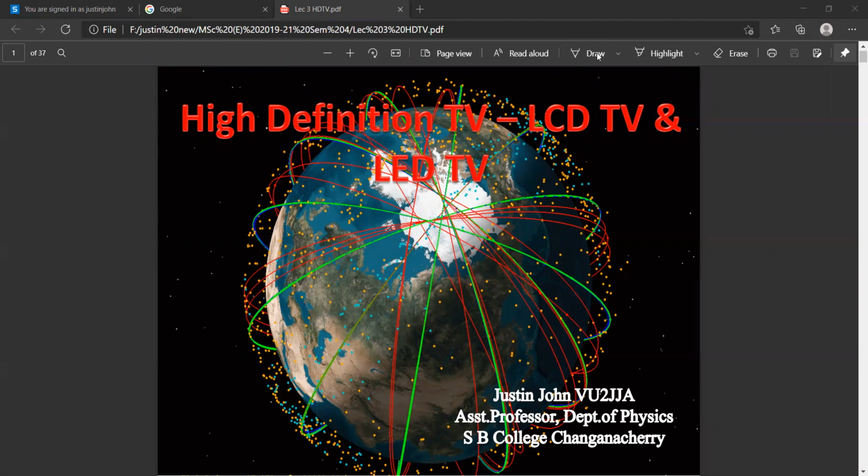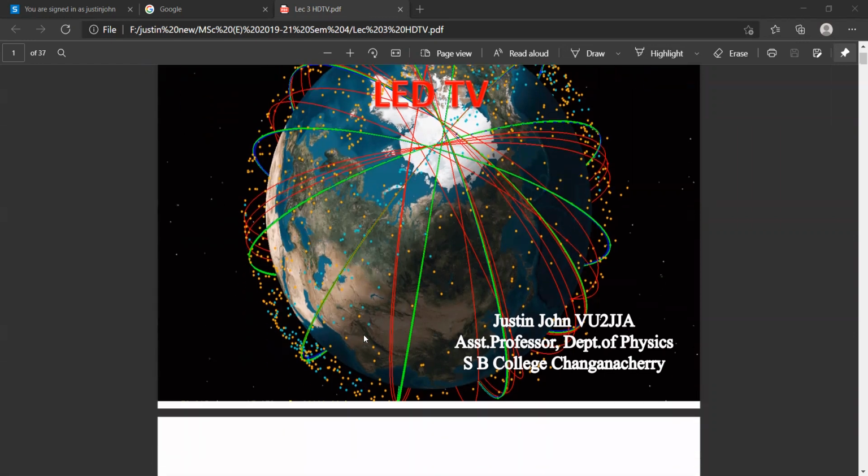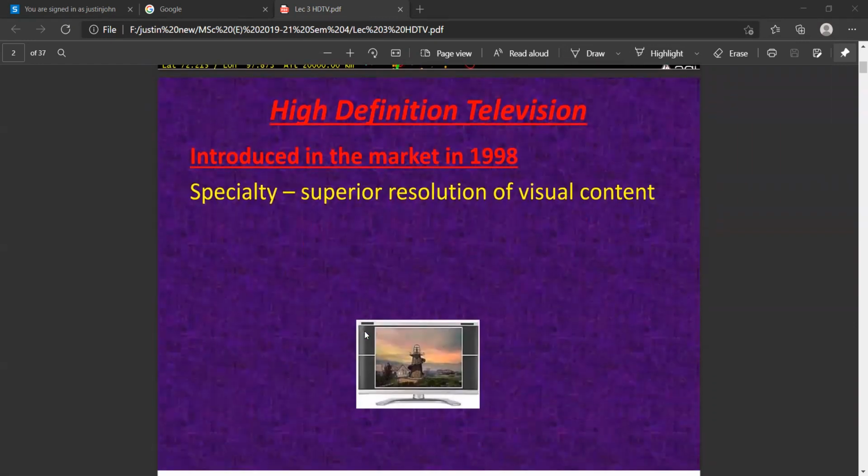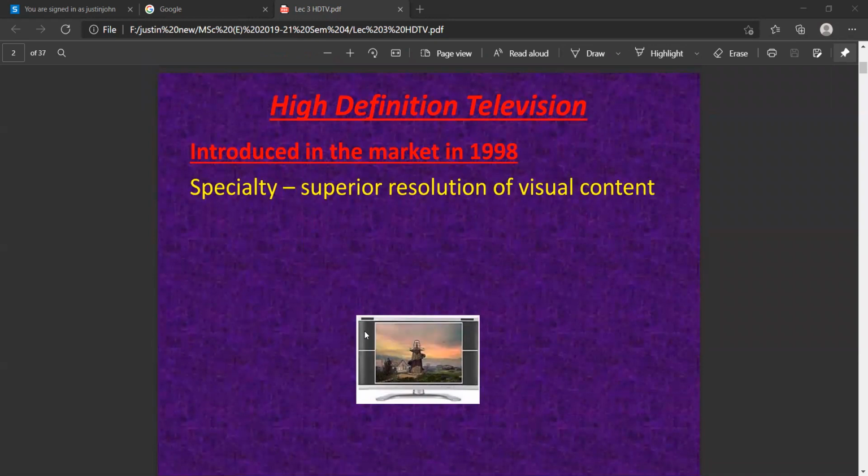Good morning. Today we'll discuss high definition television, the LCD TV and LED TV. At first, a bit of historical review.